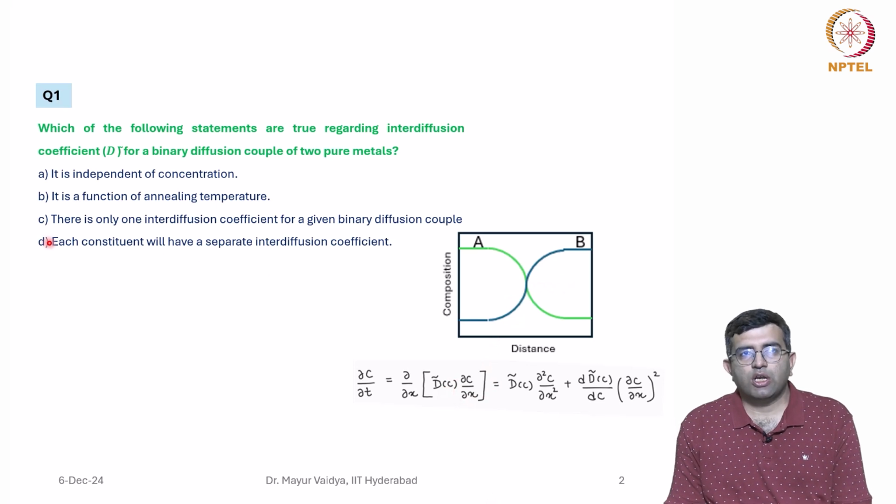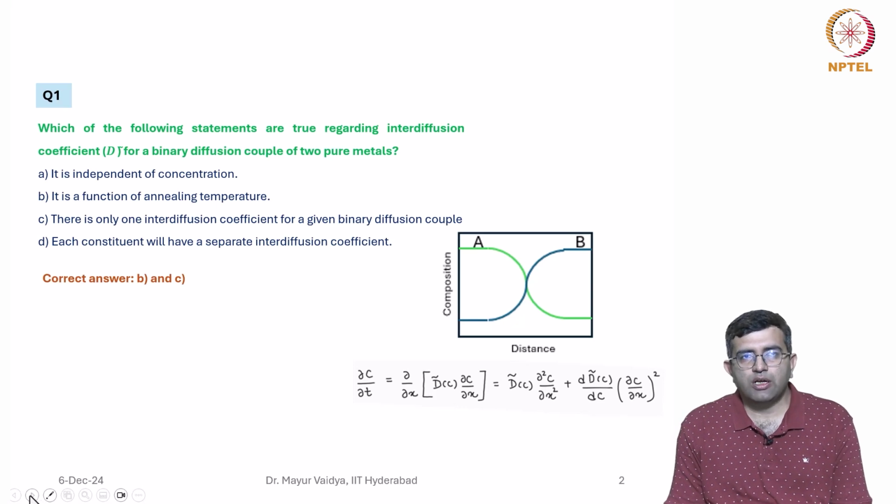Therefore, naturally the fourth option is not correct: each constituent will have a separate interdiffusion coefficient. This is not true. There will be only one for a given binary diffusion couple. So, therefore, the correct answers are B and C.